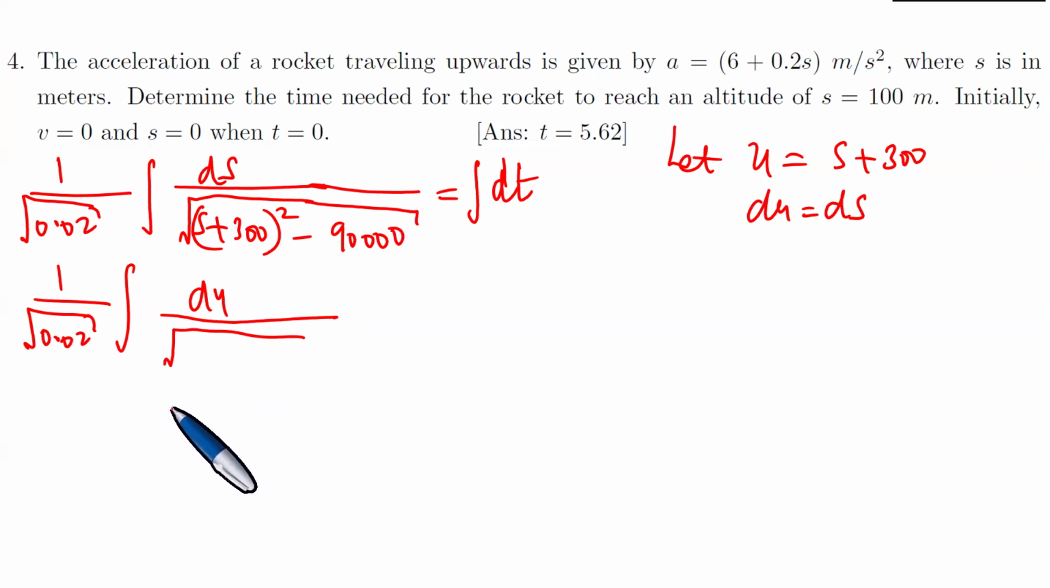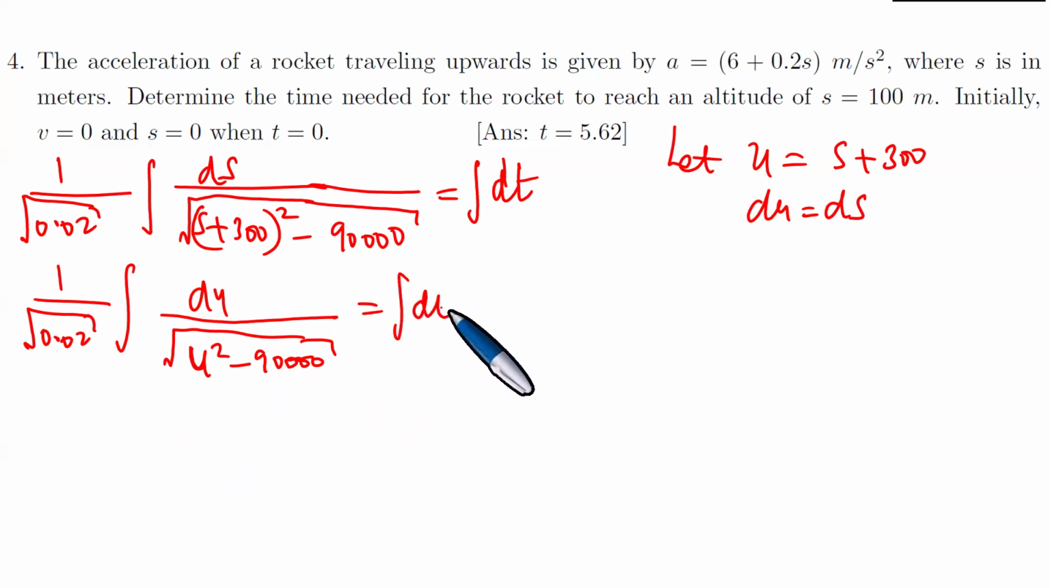The square root of the following. So now this one is going to be exactly u squared minus 90,000 equals the integral of dt.